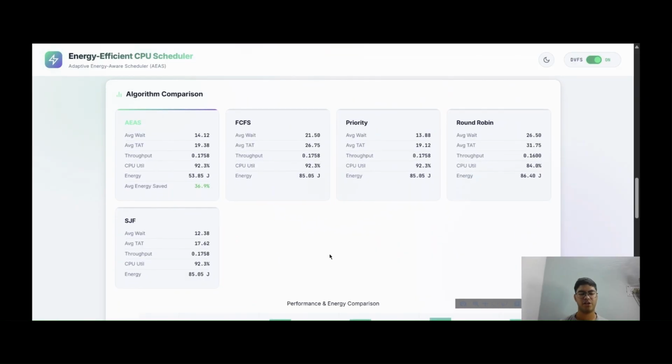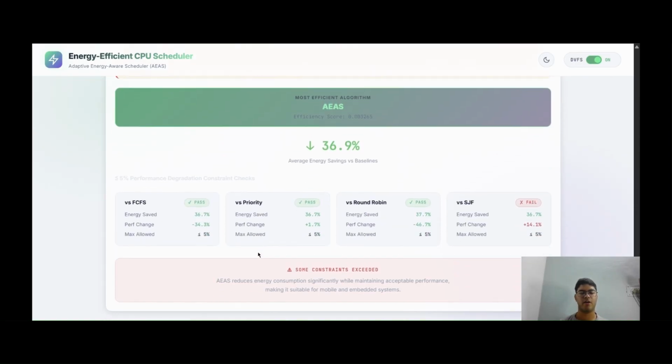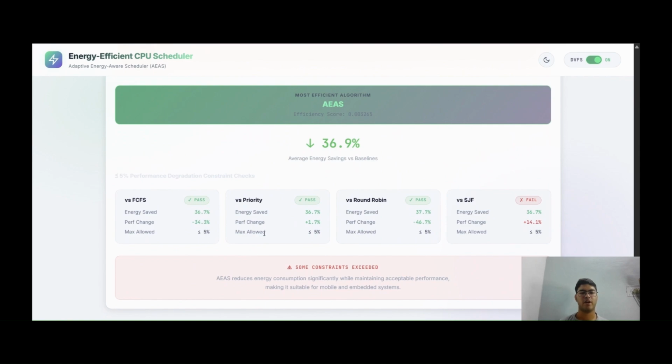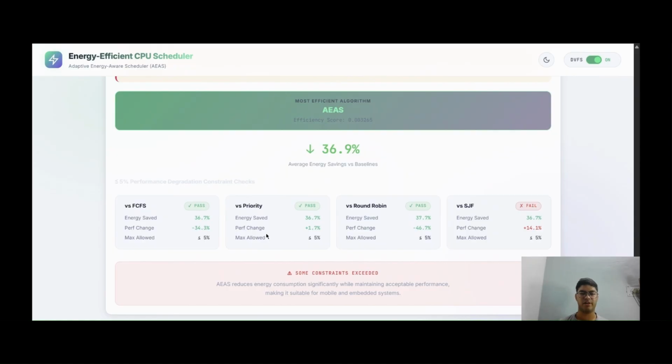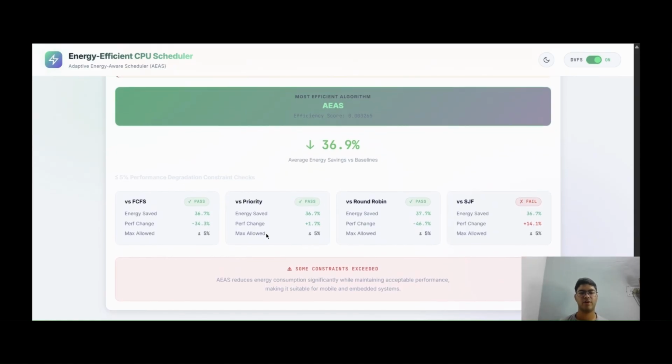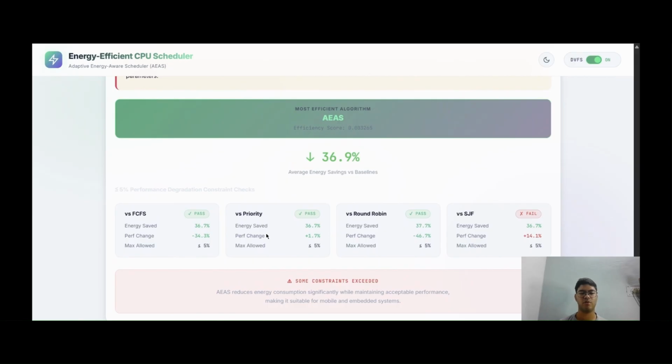Now, looking at the results, our algorithm achieves approximately 36% energy savings, which is a significant improvement. At the same time, performance degradation is kept within acceptable limits, around 5% or less. We also observed that shortest job first gives the best performance but doesn't consider energy. AEAS provides a balance between energy and performance. This makes AEAS more suitable for real world applications, especially in mobile and embedded systems.